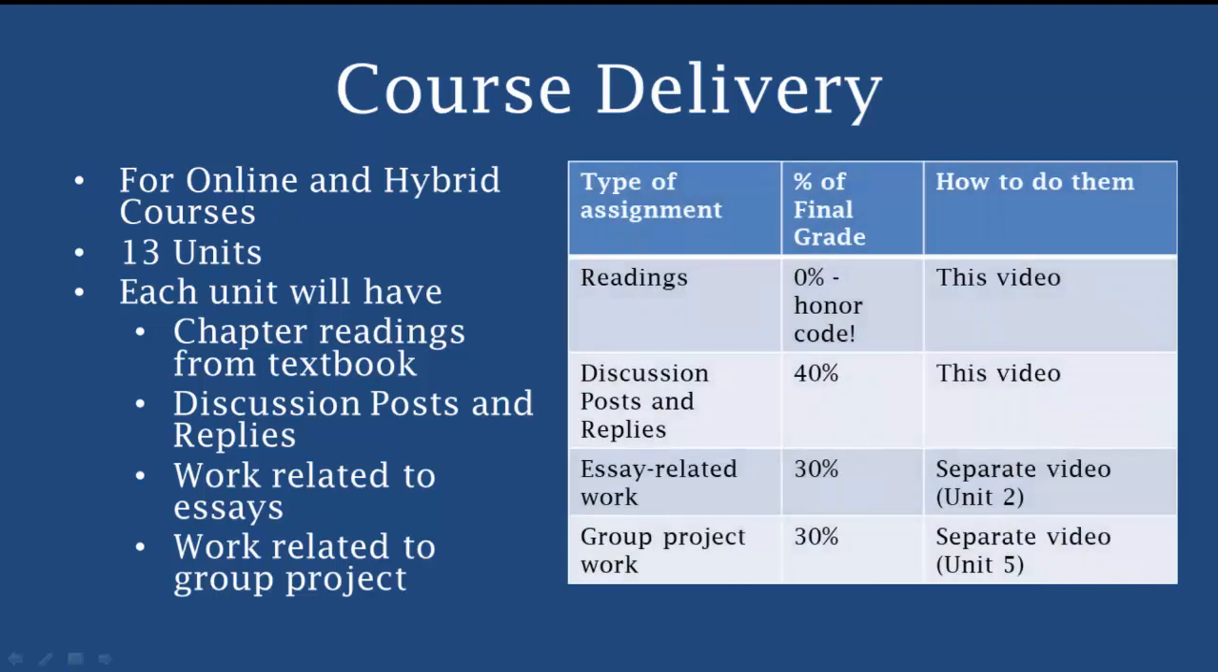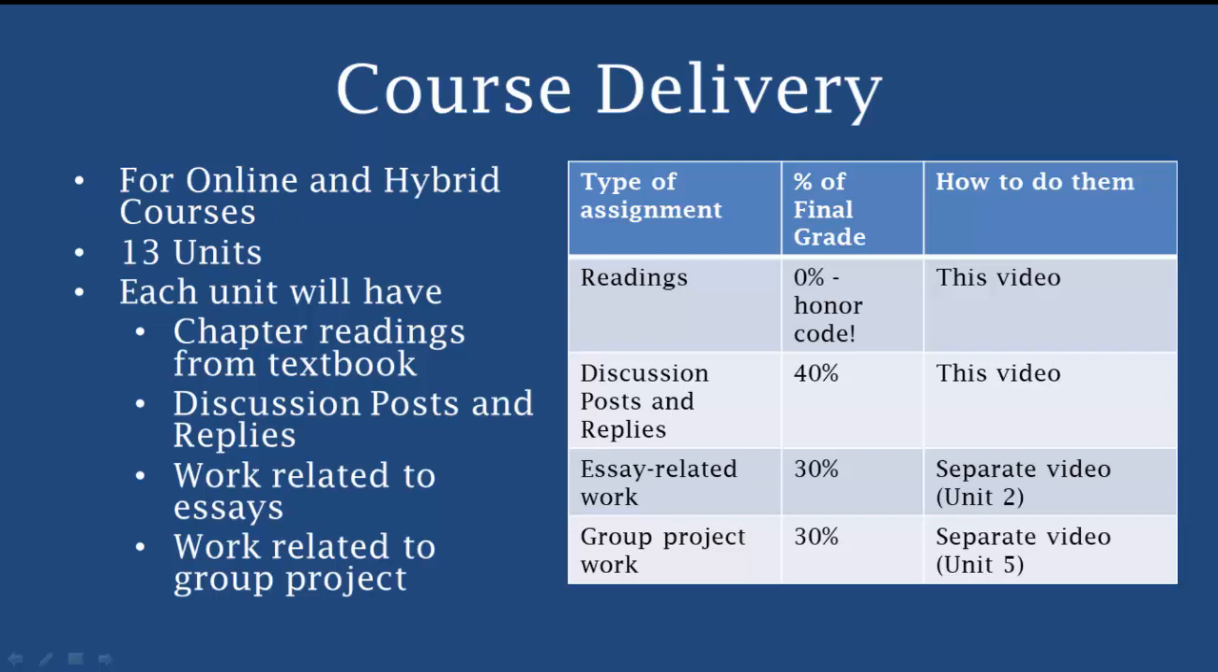This table shows the different types of assignments and how they figure into your final grade. Readings will be worth 0%. Readings are on the honor code, and in this video, I'll show you how to figure out the reading assigned for each unit. Discussion board assignments for posts and replies will be worth 40% of your final grade. I'll show you how to complete those assignments in this video.